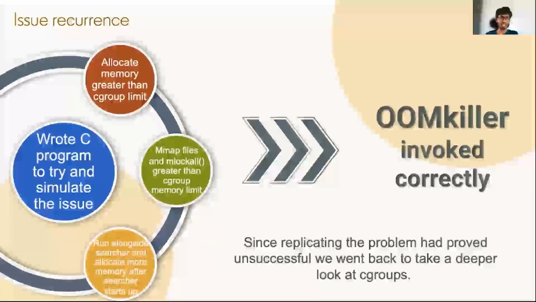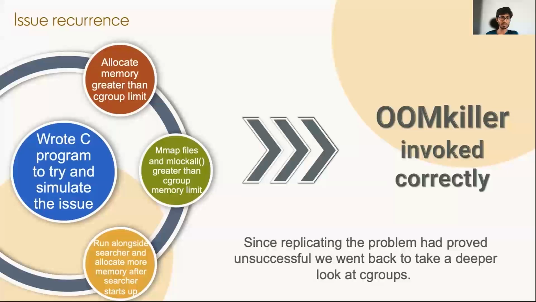We wrote one and we tried three methods. The first is allocating memory greater than the C group limit. The second is mapping files and mlocking them in the C program, with usage greater than the C group memory limit. The third was running alongside the searcher and allocating more memory after the searcher starts up. In all three cases, the OOM killer was invoked correctly. So we really couldn't replicate the issue, and we might have assumed something wrong.